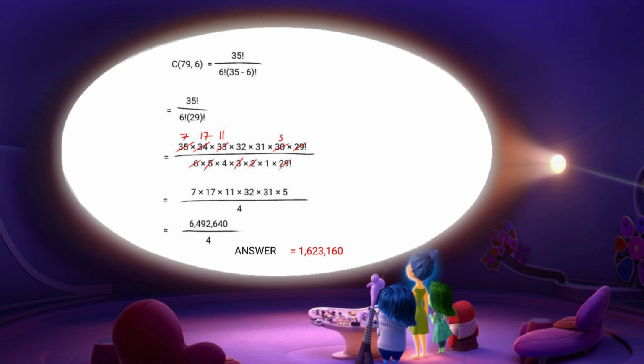Now, we're left with just 4 on the denominator. Multiply the numerator, then divide by 4. Then finally, our answer would be 1,623,160 possible combinations.